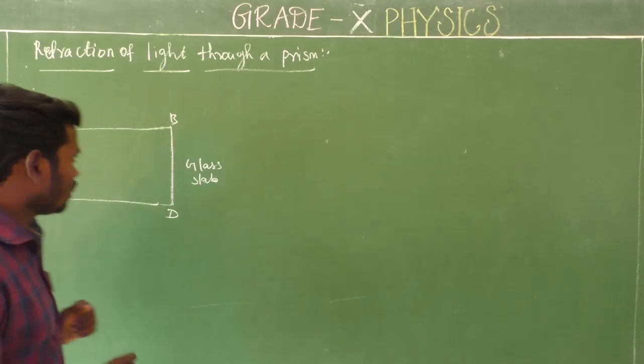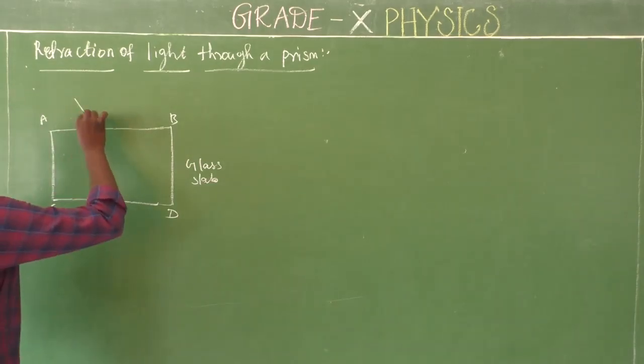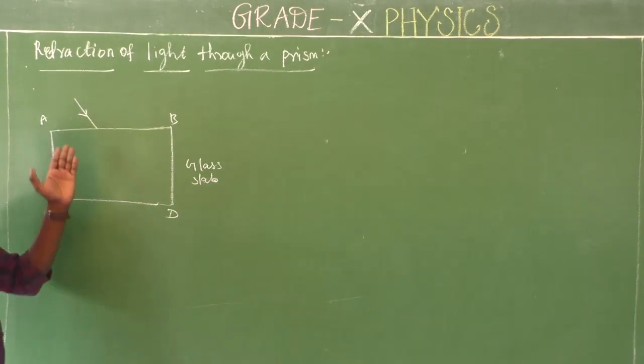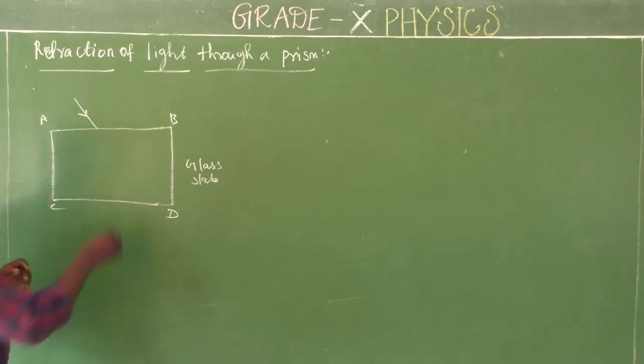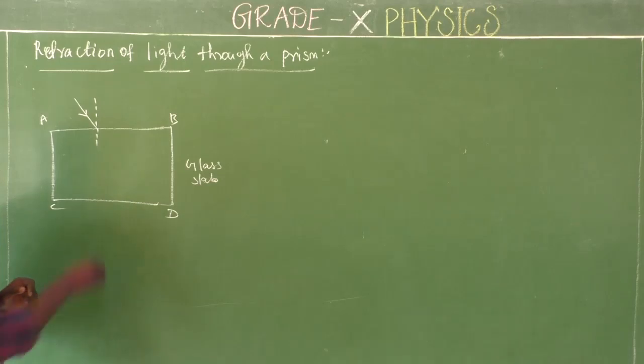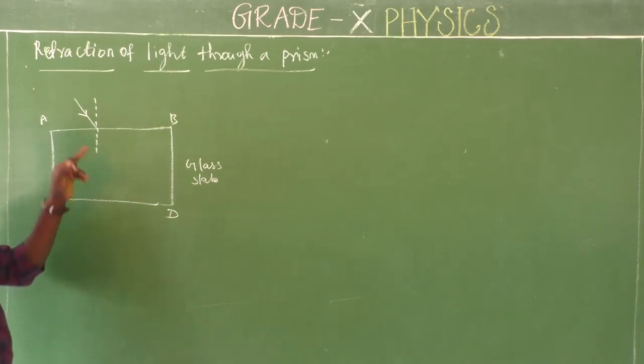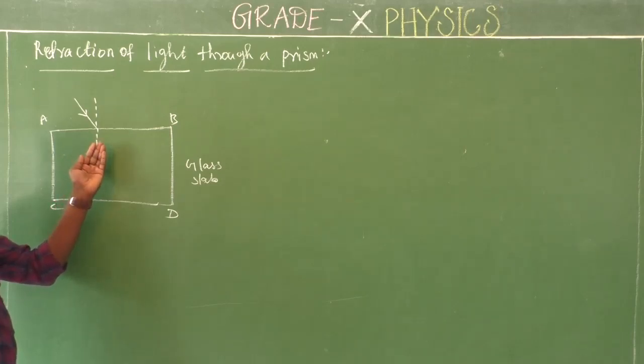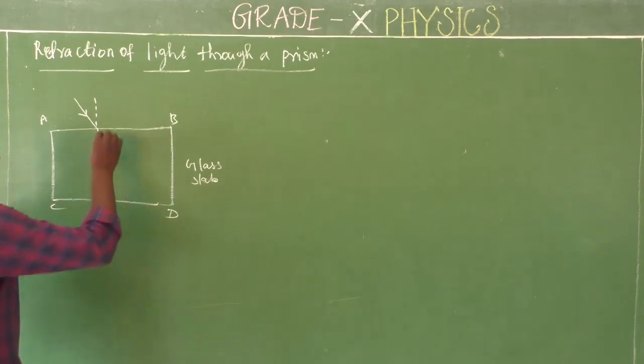Is it clear? Yes. So consider a ray of light which falls on the surface of the rectangular glass slab, at this point, and draw the normal. Here, light goes from a rarer medium, which means air, into a glass medium, due to which it will bend towards the normal, like this.